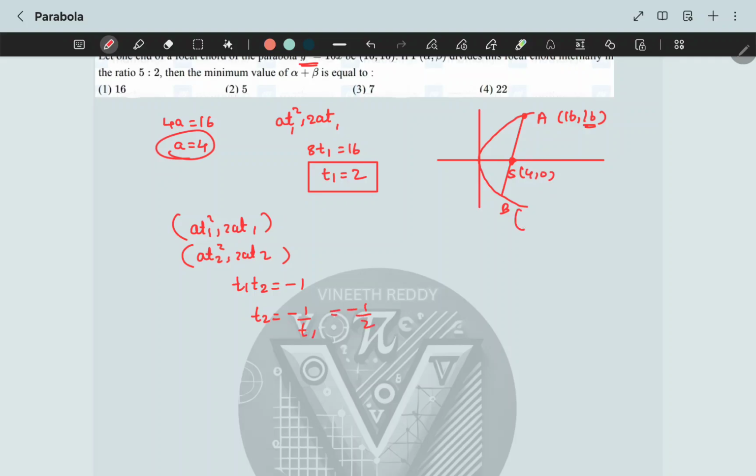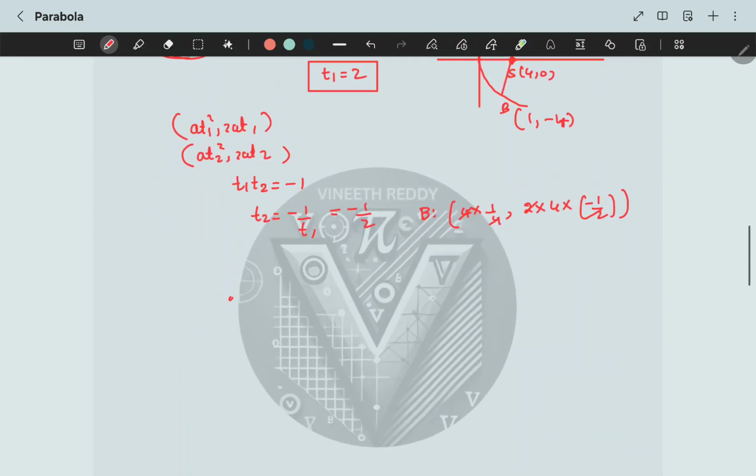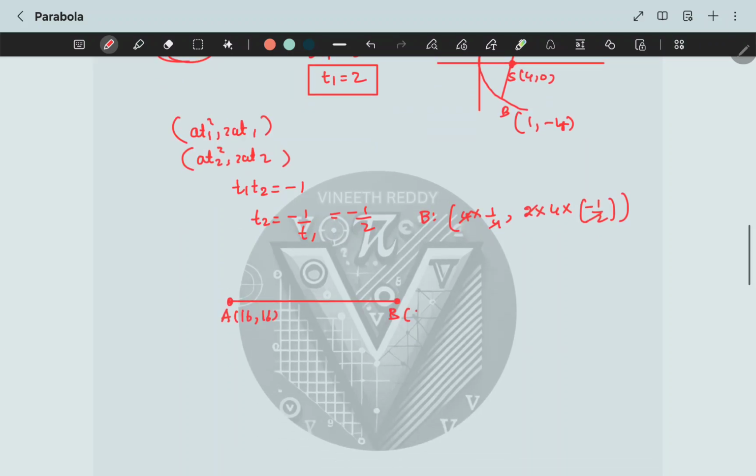That means the coordinates of B will be a t2 squared, which will be 1 by 4 times 4, that is 1, comma 2 a t2, that should be minus 4. So we get coordinates of B as (1, minus 4), right? Now what is it telling us? Coordinates of A are (16, 16) and coordinates of B are (1, minus 4).